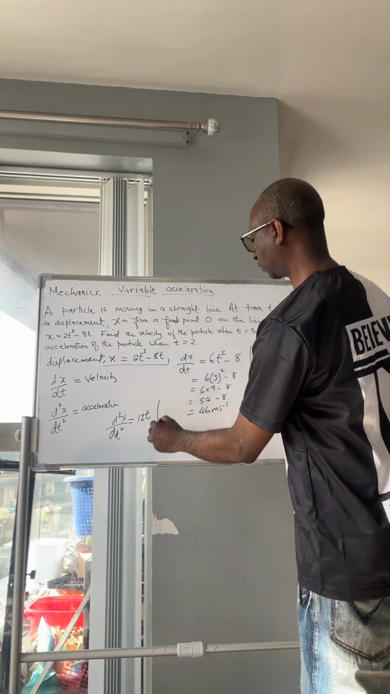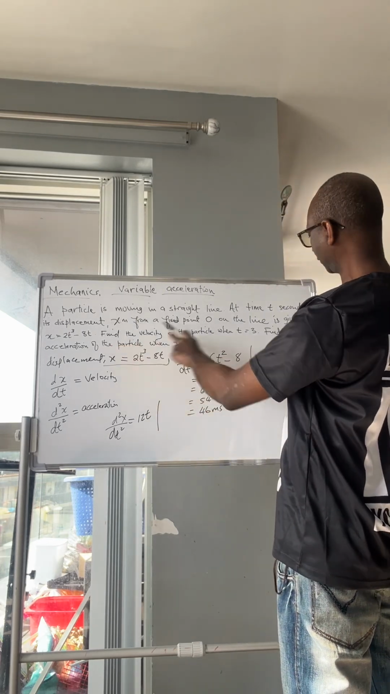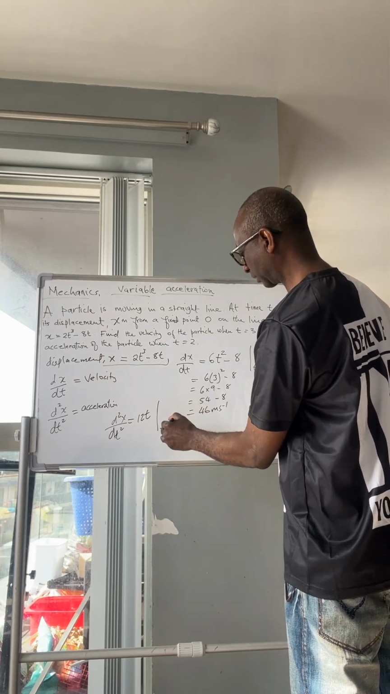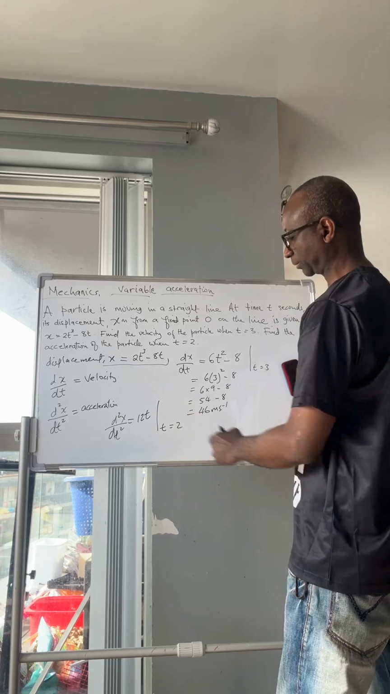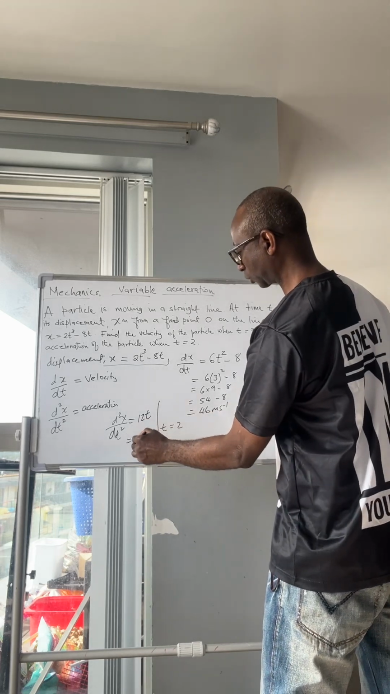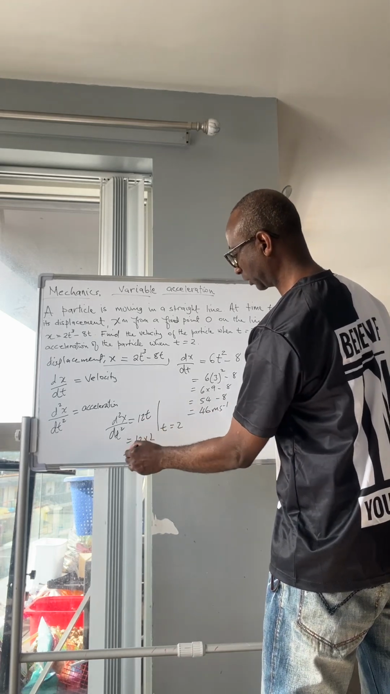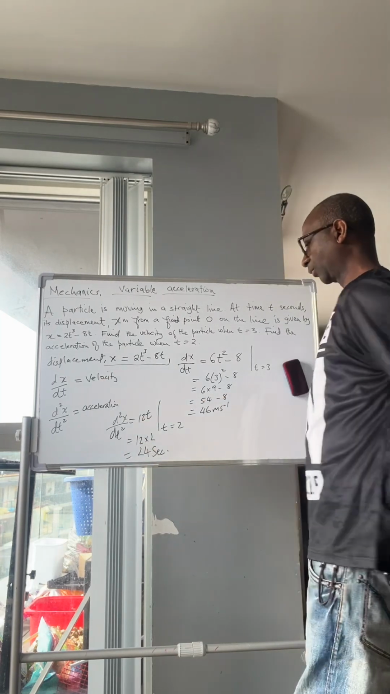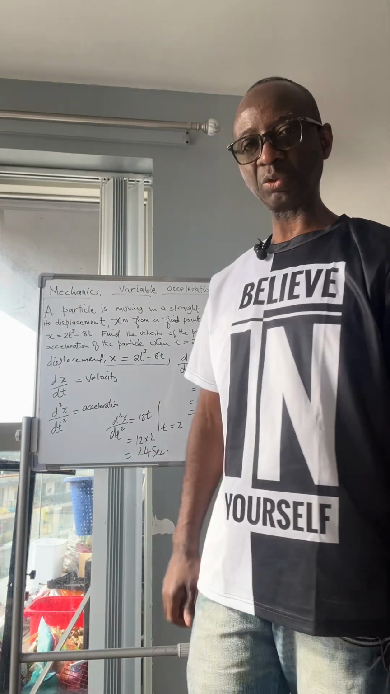And now they ask you to find the acceleration of the particle when t is 2 seconds. So this is just 12 times 2, which is 24 meters per second squared. That is the answer to this question. Thank you.